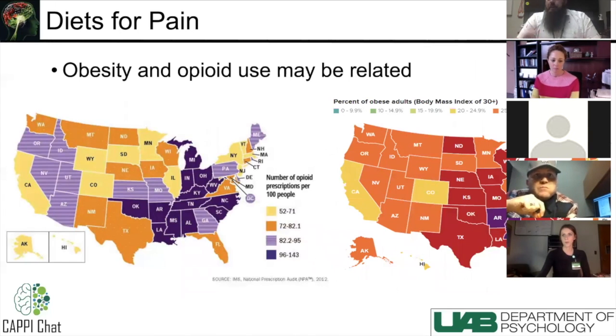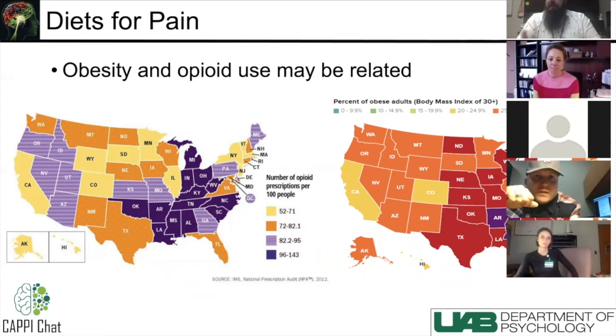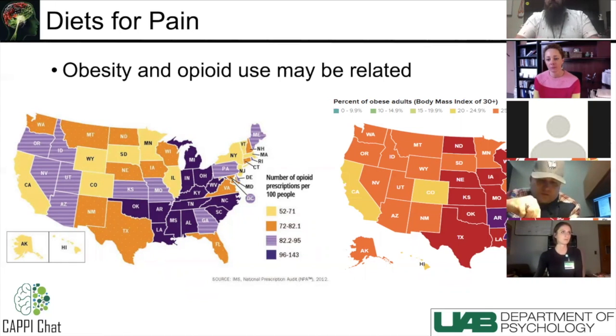Now, if we look at opioid use, because this is CAPPI and this is my one little addiction slant. If you look at opioid use as a function of BMI or obesity, you can see some similarities there. The picture on the right is the percent of adults in every state that meet the criteria for obesity, or have a body mass index higher than 30. And you can see it tends to be concentrated in the south and in the west and on the east, a little bit in the central part of the US.